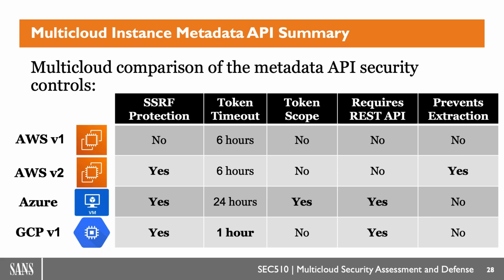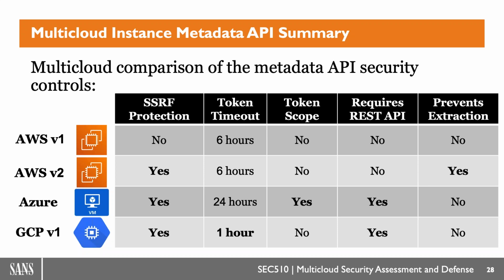So from a cloud assessor perspective, which one's the best? Which one should you be worried about using? Which one should you be worrying about disabling? If you look at AWS version 1, there's not a lot of positives on version 1 of the metadata service in AWS. So you should be assessing all of your VMs, shutting that thing down, because there's no SSRF protection, there's no token scope. You do not have to authenticate via the REST API. They work with AWS's command line.